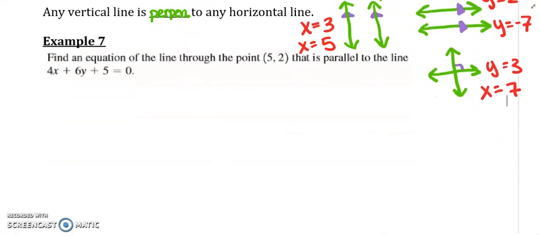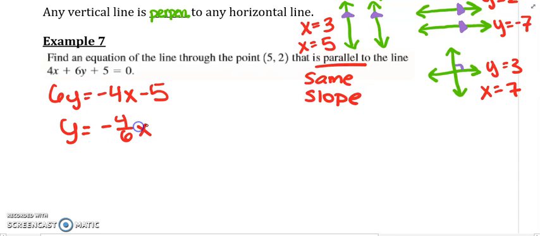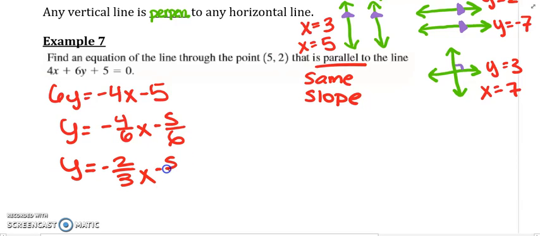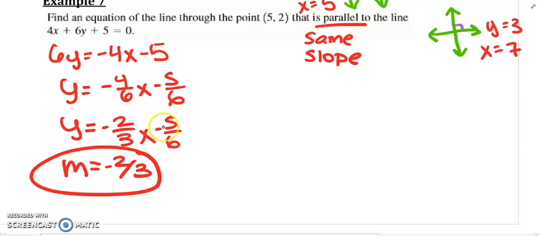Find an equation of the line through the point (5, 2) that is parallel to the line. Well, if it's going to be parallel, it's going to have the same slope. So I need to find the slope of this line. Well, to find the slope of this line, I'm going to move everything to one side and solve for y. And I'm going to reduce. And so the slope of this line is -2/3, but I want the same slope, so this is going to be the slope of my new line. This y-intercept, I'm not going to use that for anything. That's specific to this line, not to my new line.